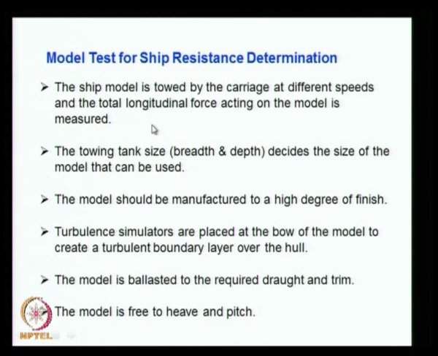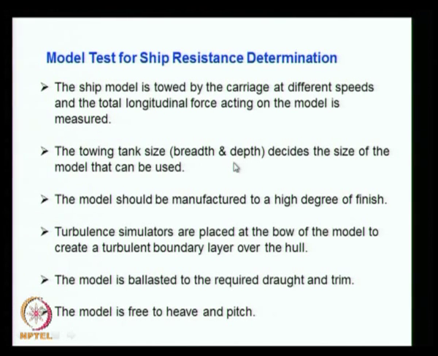That is the way you measure the resistance of the model. The towing tank size, that is the breadth and depth, decides the size of the model that can be used. There is a restriction: the model breadth must be substantially smaller than the breadth of the tank. The experiments are usually done in deep water, and the water depth in a towing tank should be sufficient so that shallow water effects are not present. Basically, you need to ensure that blockage effects are minimized.